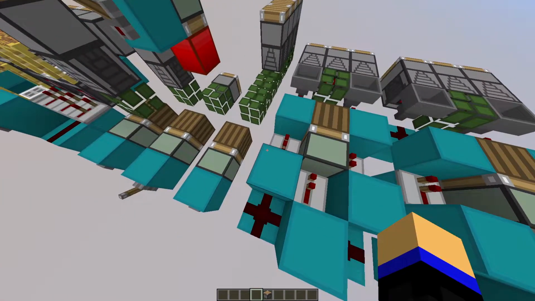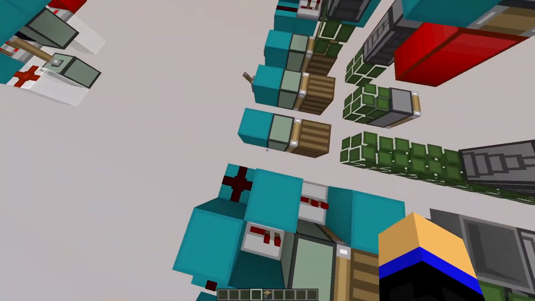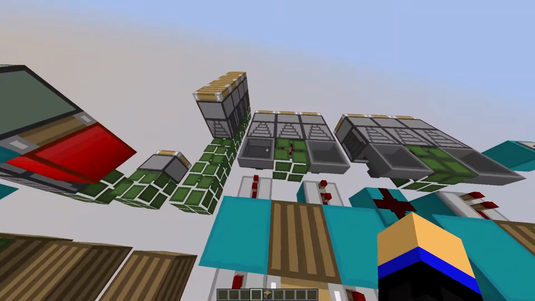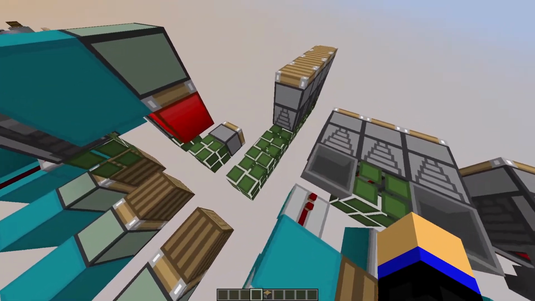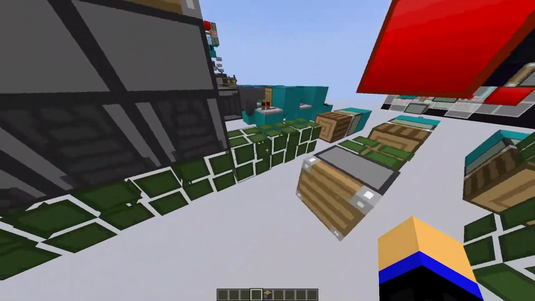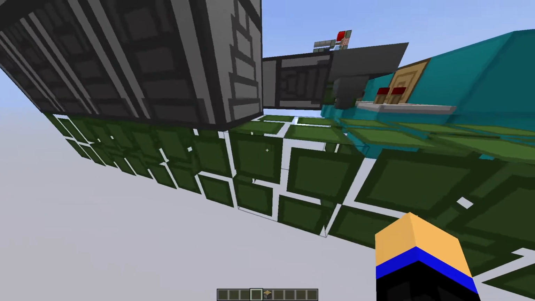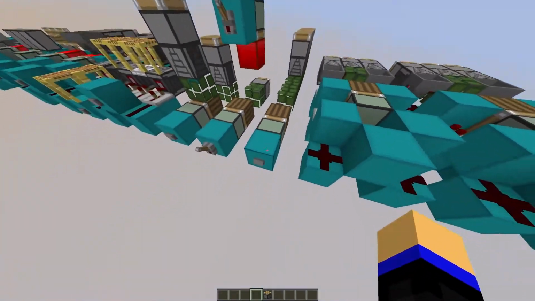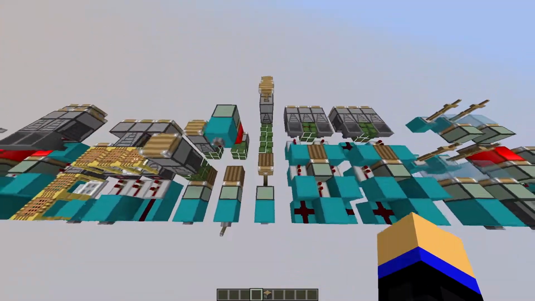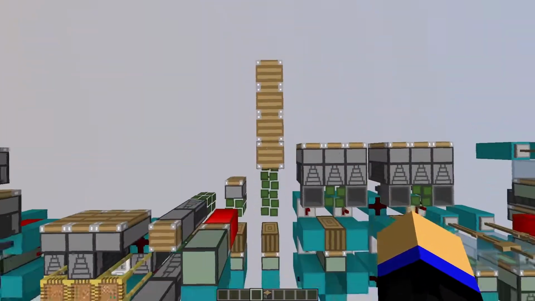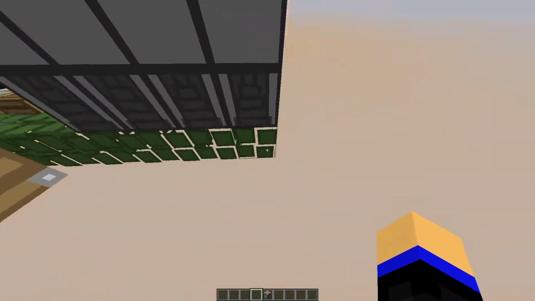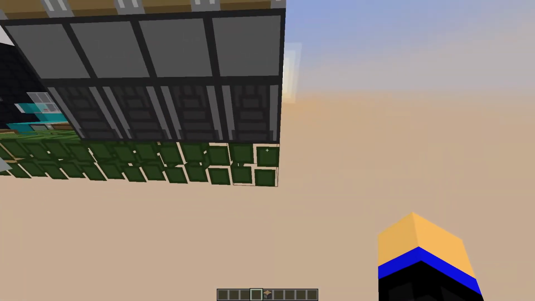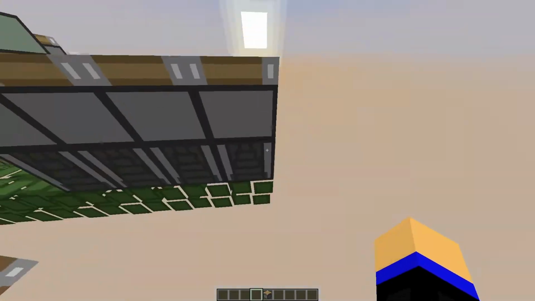And also another property: leaves can cause an update chain of up to 6 leaves, each leaf adding a 0.5 tick delay. So here we can count 1, 2, 3, 4, 5, 6. This is the 7th leaf, and if I press this button, you can see the first 3 pistons do power, but not the 4th piston, because this is the 7th leaf, and thus it wouldn't power.